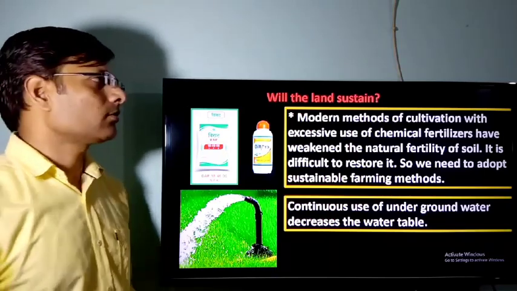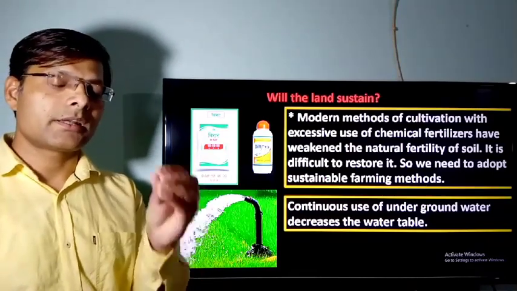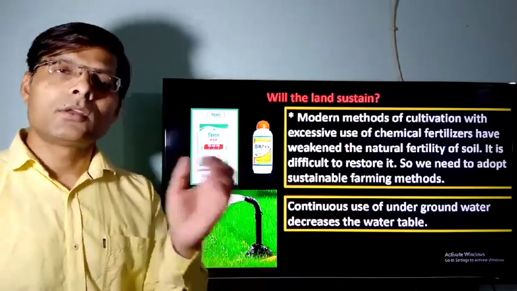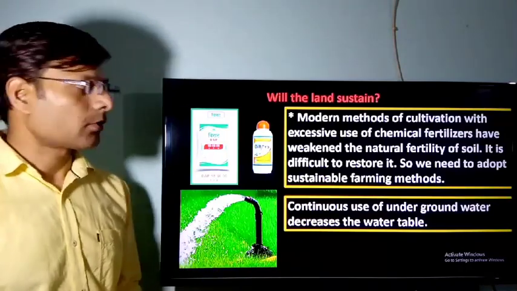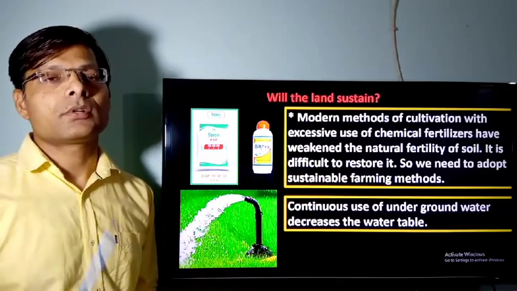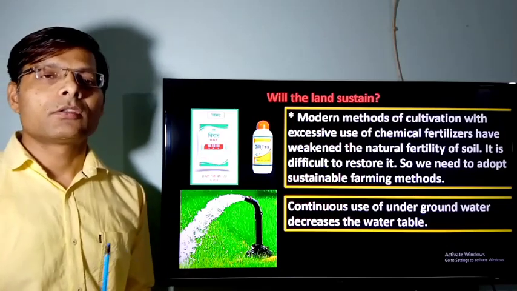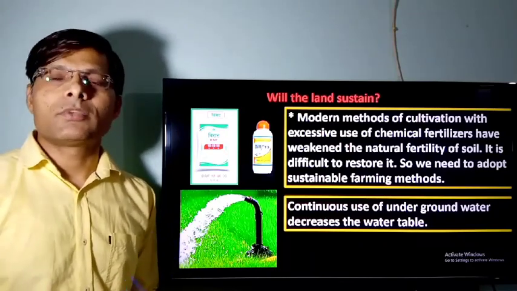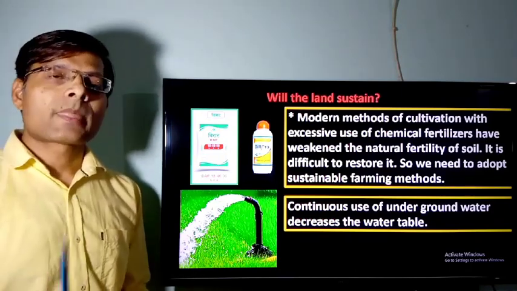So the question is whether the land will sustain. Sustain meaning, will the land survive, will the soil fertility, the natural fertility, be maintained? So this is a question mark, and definitely this is becoming a problem in the coming future. It is hazardous also if we keep eating these chemicals which are used on the land to produce the crop. These chemicals will become a problem for us in future, because we are consuming all these grains.